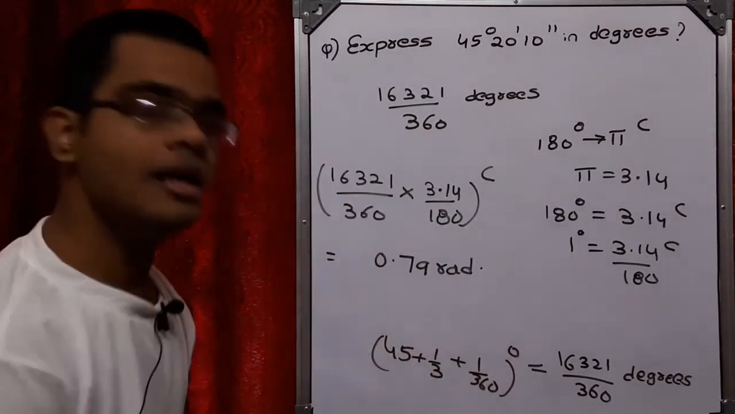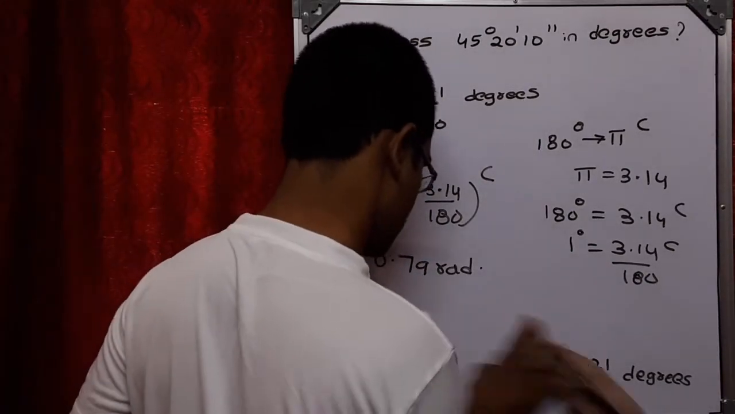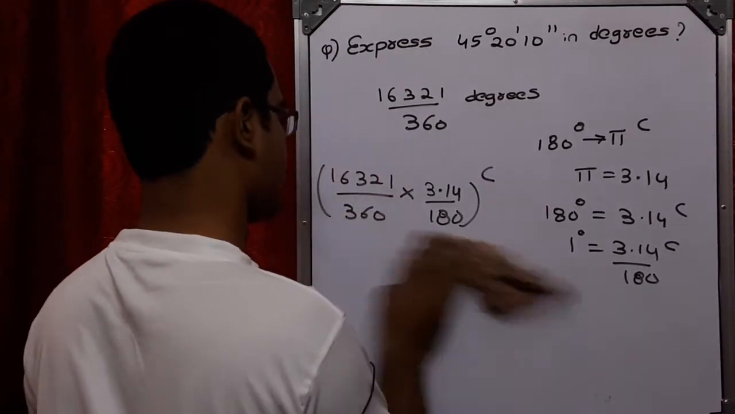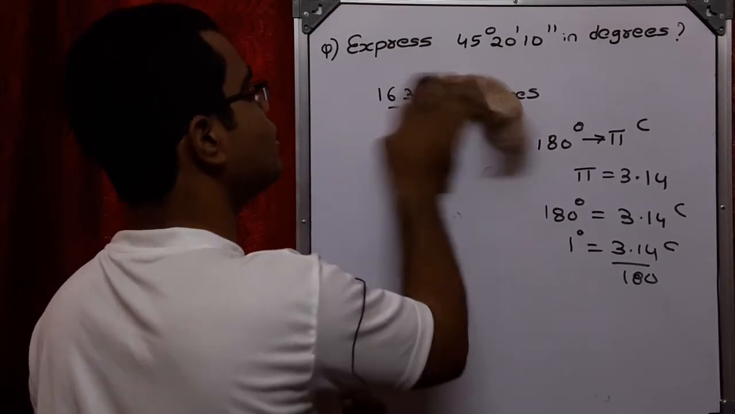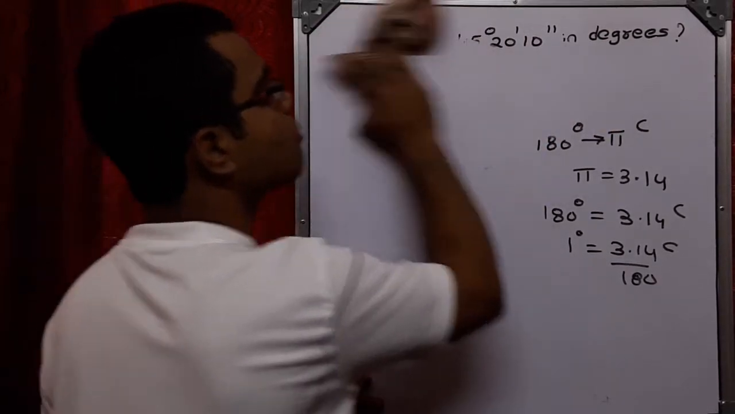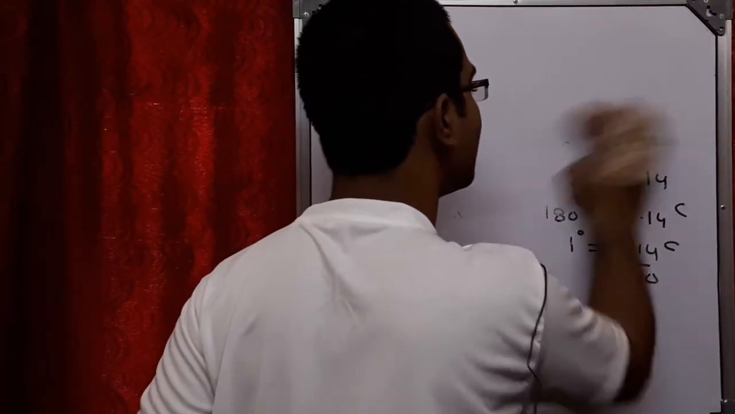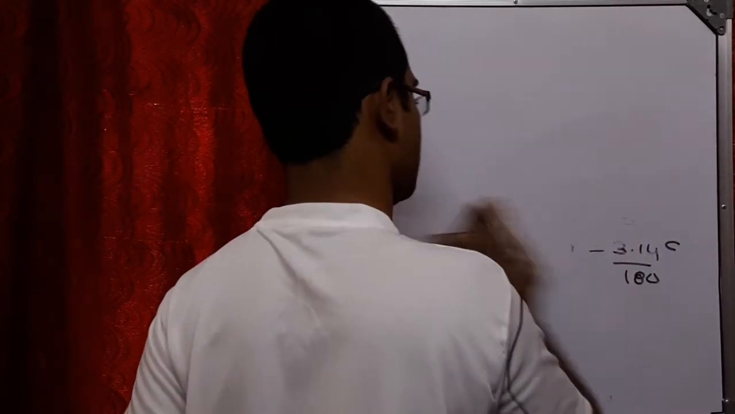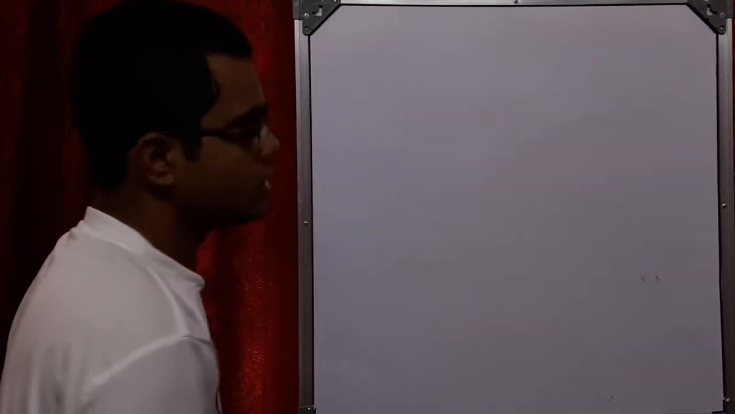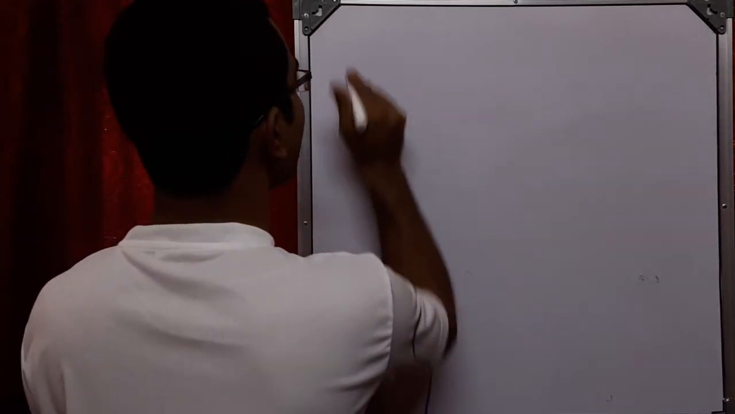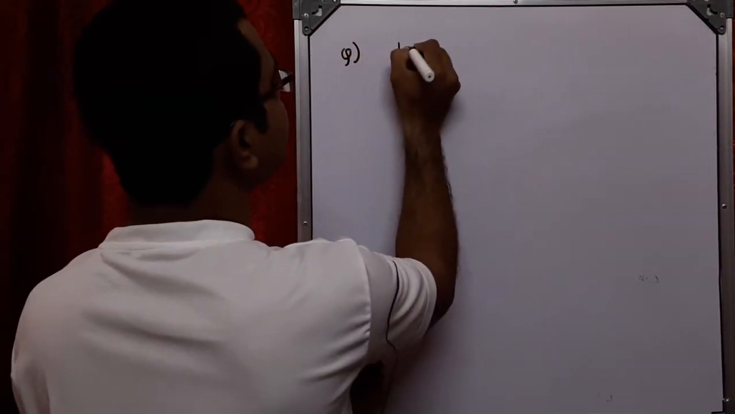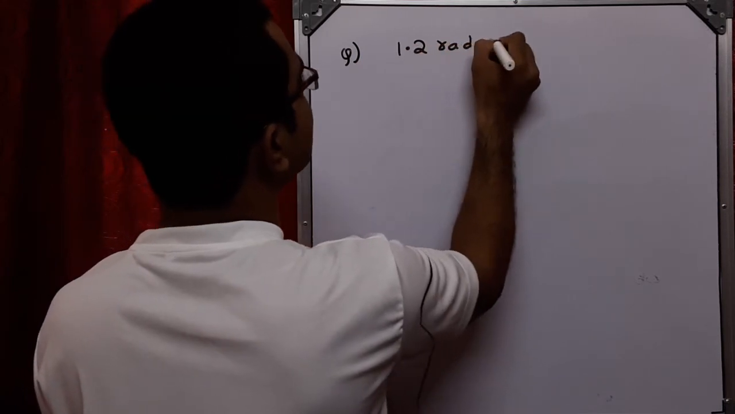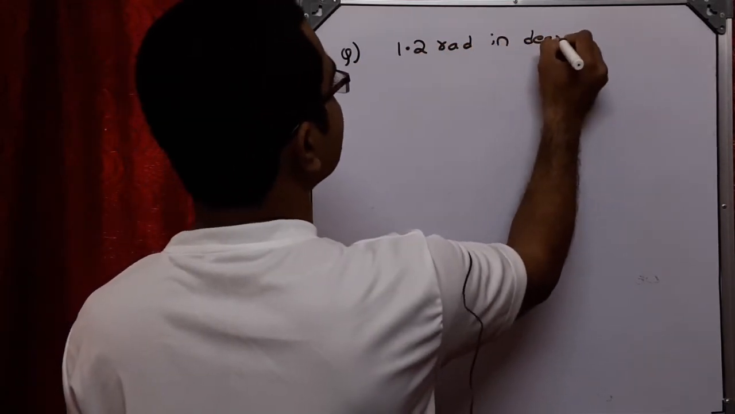Now let's do one small problem so that you will get clarity on that. Express 1.2 radians in degree measure. I think all of you can do it now. Express 1.2 radians in degree measure.